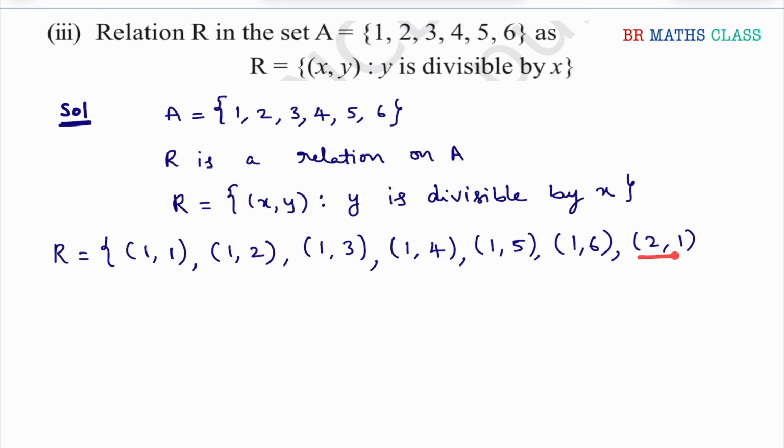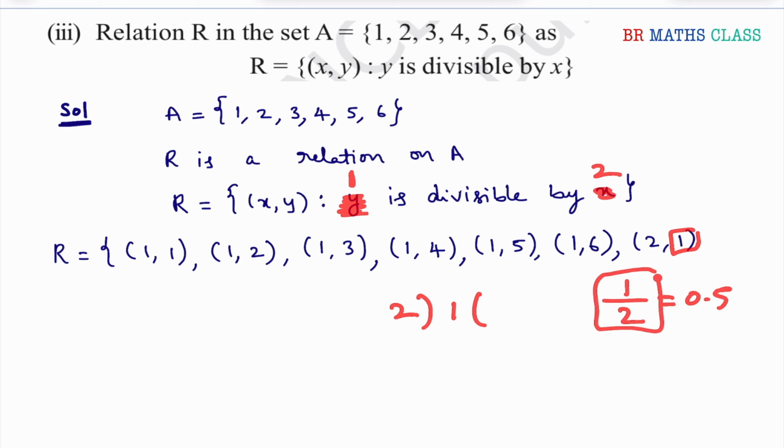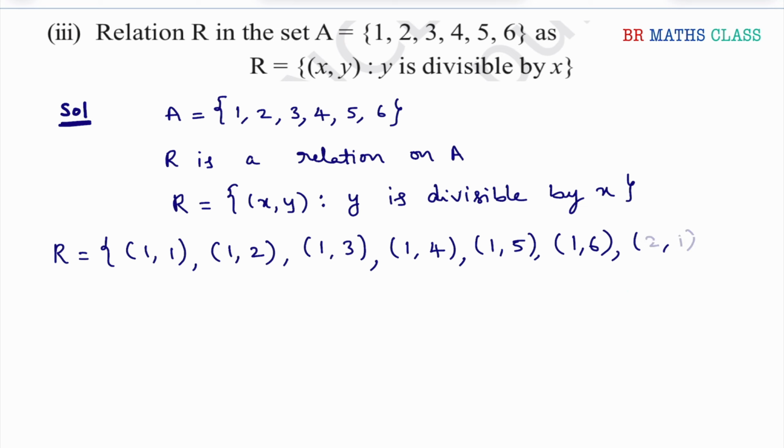Now you need to check whether this 2 comma 1 is there in this relation or not. 2 comma 1 belongs to this relation when y is divisible by x, that means 1 is divisible by 2. In place of y you write 1. Is 1 divisible by 2? Actually, 1 divisible by 2 means 1 by 2, and 1 by 2 is not an integer. You are getting 0.5. You can easily say that 1 is not divisible by 2. That means ordered pair 2 comma 1 does not belong to this relation.